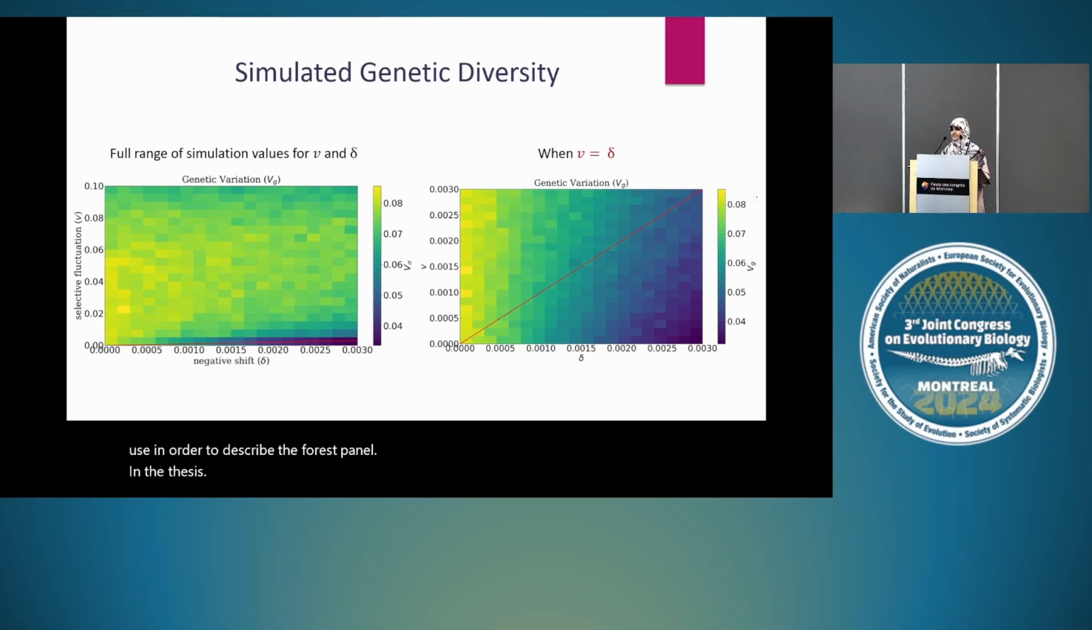Is the assertion that when you don't have a negative shift, the fluctuations reduce genetic variance still held in the simulation? Yes, it is. So if you take a look at the upper triangle of the first heat map, as much as I'm increasing V, I can see that genetic variation is reducing. So it actually confirms the previous study, and also adds the assumption of that.